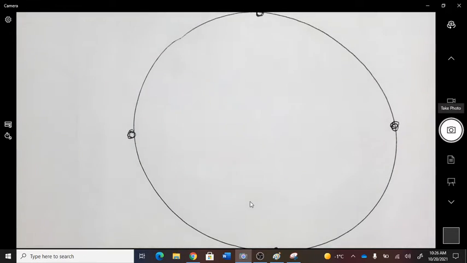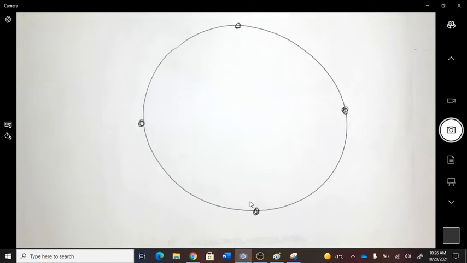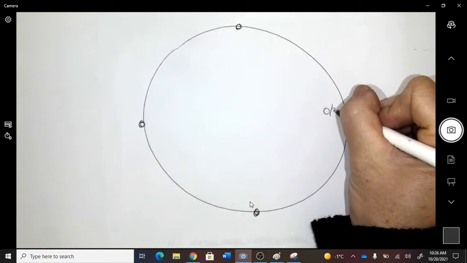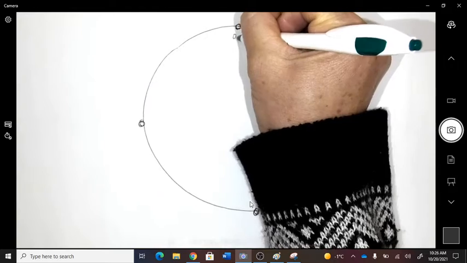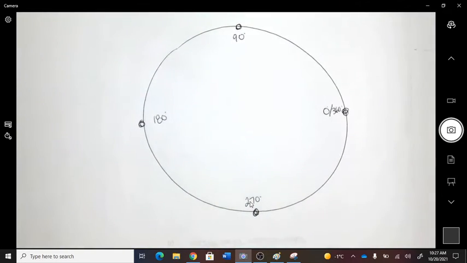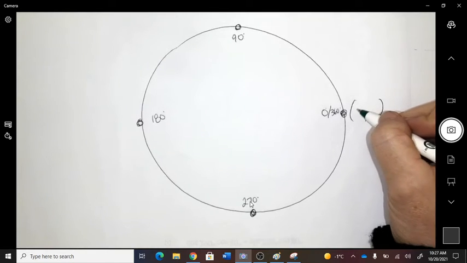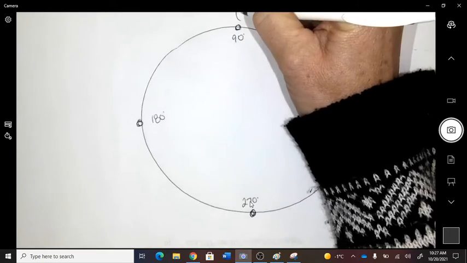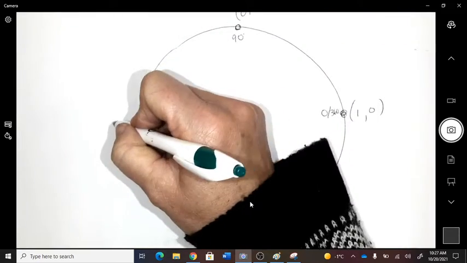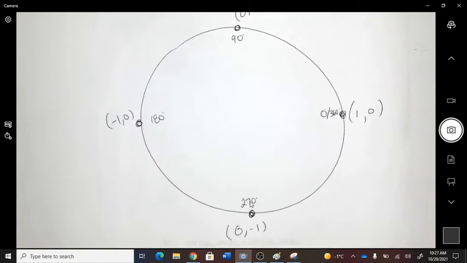On the unit circle, I'm just going to go with these 4 spots. In other words, we have the 0 or 360, 90, 180, and 270 spots. What's the actual XY coordinate there? 1, 0; 0, 1; negative 1, 0; and 0, negative 1.